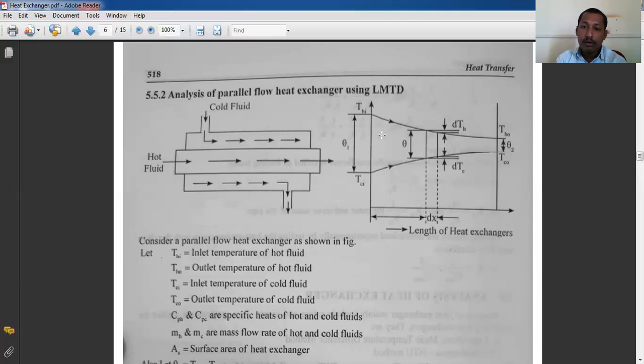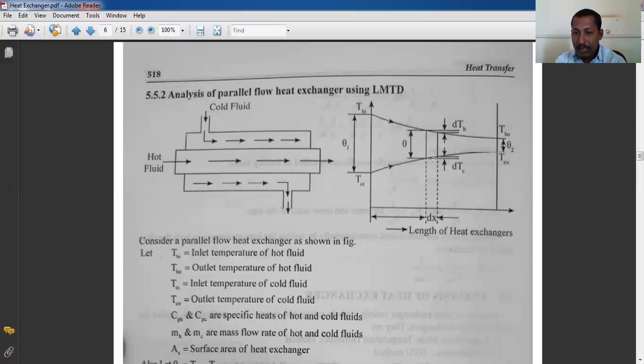Now, the difference between THI and TCI, that is theta 1. Before that, I have taken delta T as TH minus TC. So instead of writing delta T, he is writing theta. Theta is equal to TH minus TC. Theta 1 he has taken for inlet, THI minus TCI. Theta 2 is THO minus TCO. That is hot fluid minus cold fluid. Whichever temperature is higher, that one you have to take first.